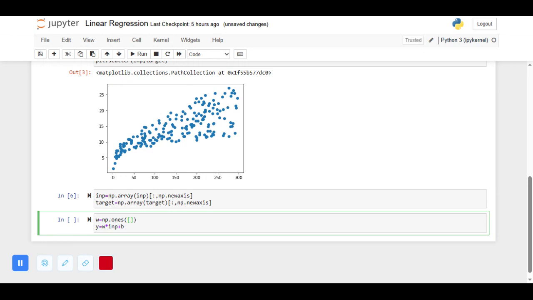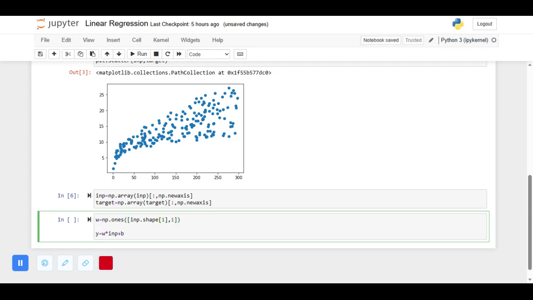The dimension should be input.shape. Based on the number of columns, or the number of variables, we will get that many weights. The number of columns should be 1, and the bias should be b equals np.ones of 1 and 1; only one bias will be there. So this is our equation. For linear regression, the product of weight and input is a dot product. In this particular example we can use this product, but if our dimension is higher than 1, then we will be using np.dot of weight and input, plus bias.